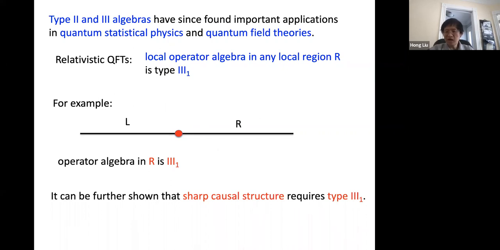And when you have a finite number of degrees of freedom, it's always type I. Whatever algebra you can have, it's always type I. So they only appear in a system with an infinite number of degrees of freedom. Good, any questions so far? Good.